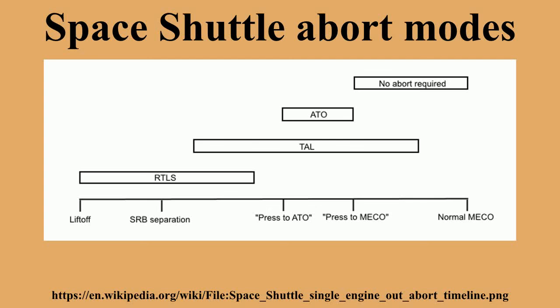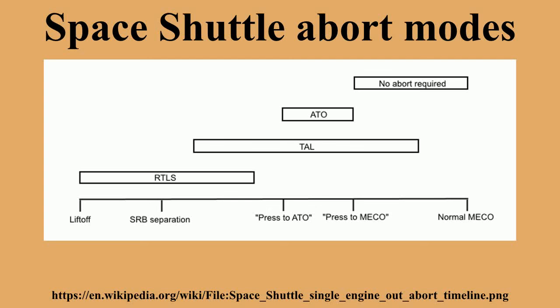Preferences. There was an order of preference for abort modes. ATO was the preferred abort option whenever possible. TAL was the preferred abort option if the vehicle had not yet reached a speed permitting the ATO option. AOA would have been only used in the brief window between TAL and ATO options, or if a time-critical emergency developed after the end of the TAL window.